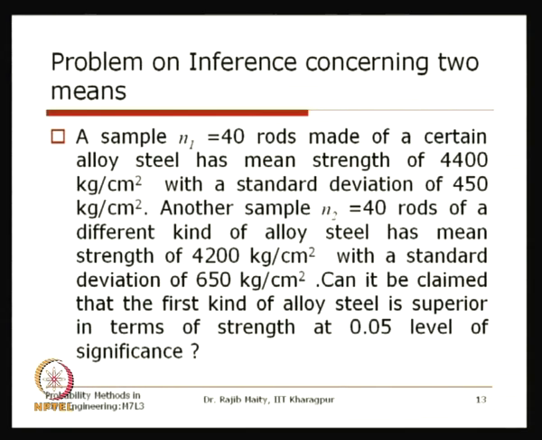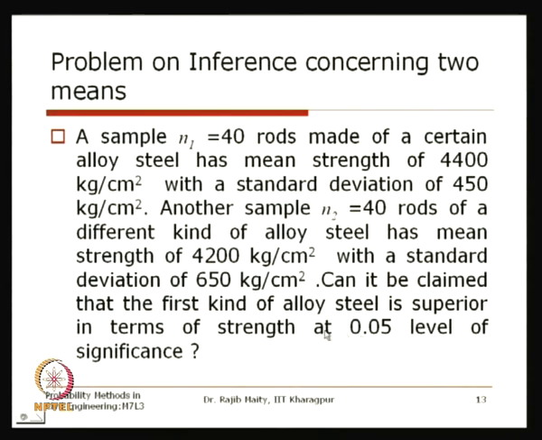A sample of n1 equals 40 rods made of a certain alloy steel has mean strength of 4400 kg per centimeter square with a standard deviation of 450 kg per centimeter square. Another sample of n2 equals 40 rods of a different kind of alloy steel has a mean strength of 4200 kg per centimeter square with a standard deviation of 650 kg per centimeter square. Can it be claimed that the first kind of alloy is superior in terms of strength at 0.05 level of significance?